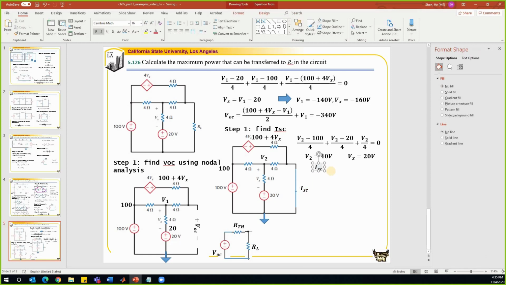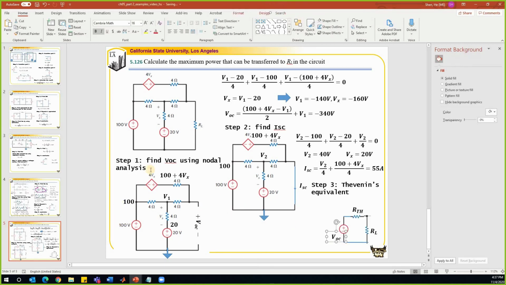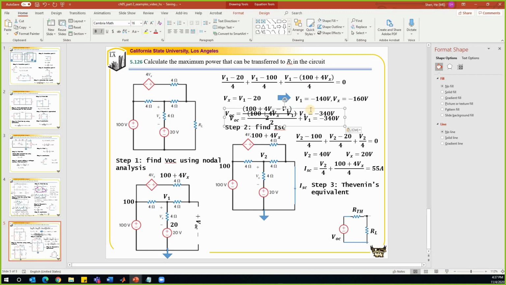We will be able to find ISC by using KCL. The current going into this node is equal to the current leaving the node. The current going into this node is equal to V2 divided by 4 plus 100 plus 4Vx divided by 4. So I get ISC is equal to 55 amps. After we get this, we can find a Thevenin equivalent. Thevenin equivalent will be something like this. VOC, we already have it. VOC is equal to negative 340.